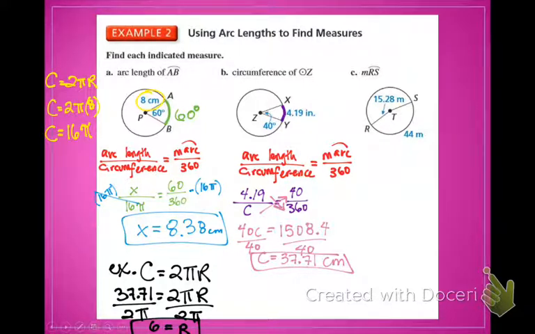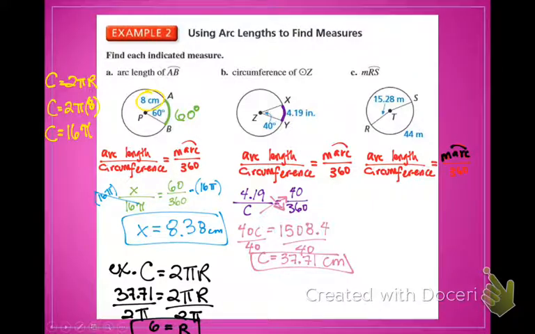All right, letter C, what are we solving for? An arc measure. So whenever you see the M right here, that means measure. That's going to go in the right fraction. Whenever you see arc length, that goes in the left fraction.